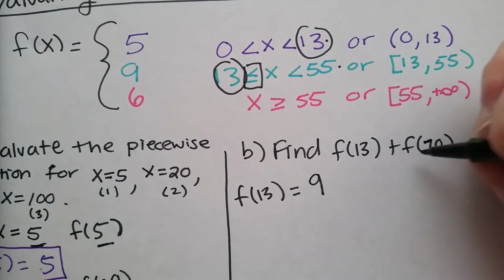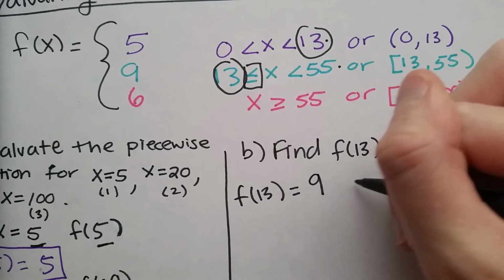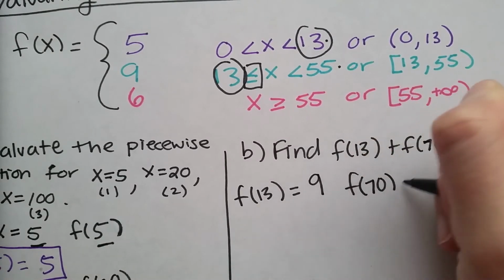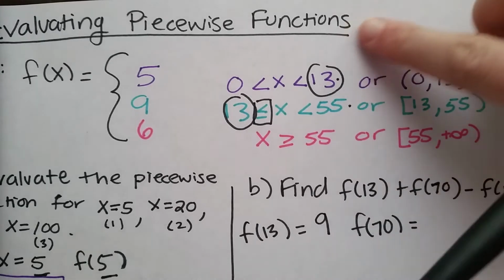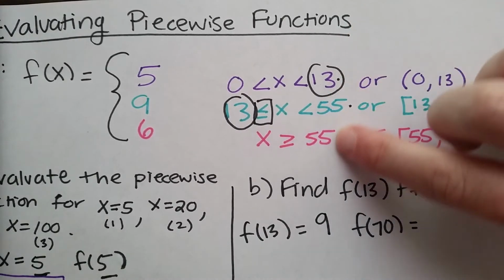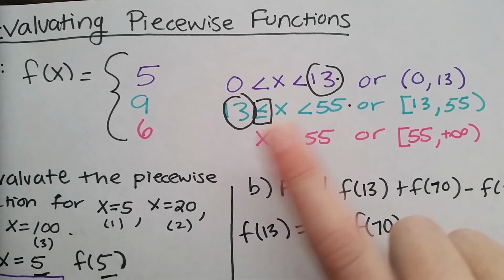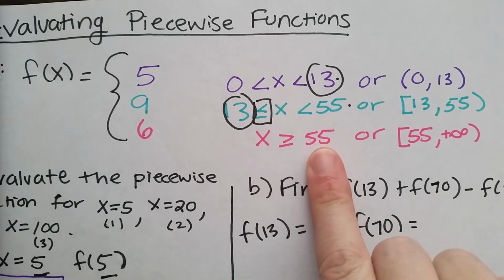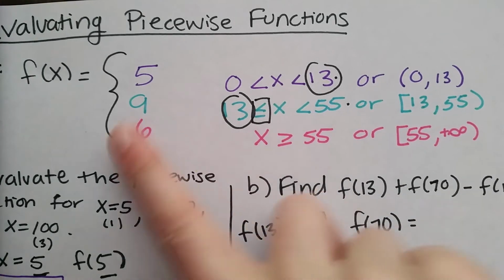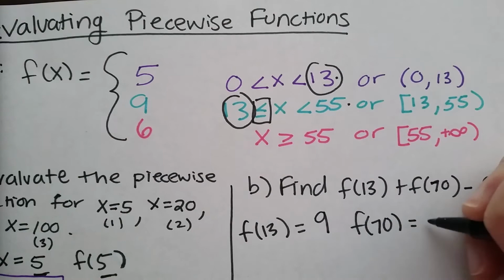Now let's solve for f of 70. If I look at my three intervals, the only one where 70 fits is this last one, because 70 is greater than or equal to 55. So when x is 70, the function value will be a 6.